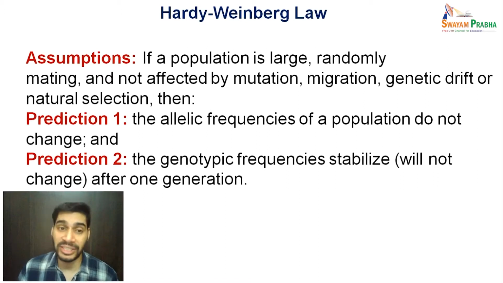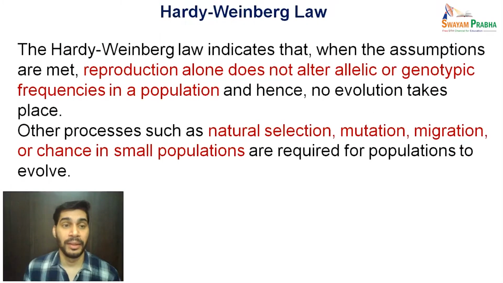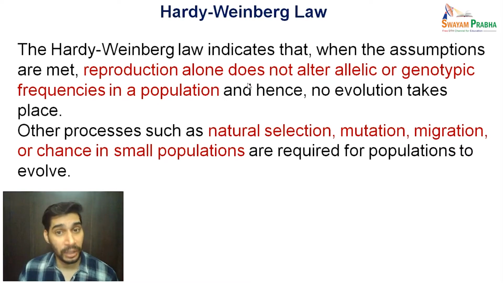The first prediction says the allelic frequencies of a population do not change. And secondly, the genotypic frequencies stabilize, meaning they will not change after one generation. Now, what do we mean by this? It will be more clear when we move ahead. The Hardy-Weinberg law indicates that when the assumptions are met, reproduction alone does not alter allelic or genotypic frequencies in a population, and hence no evolution takes place.